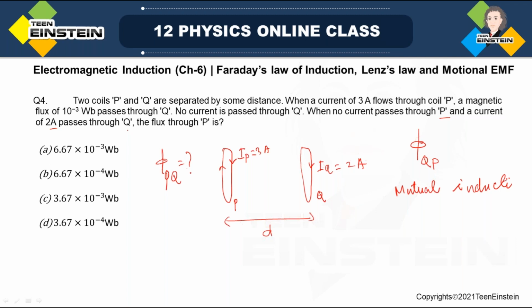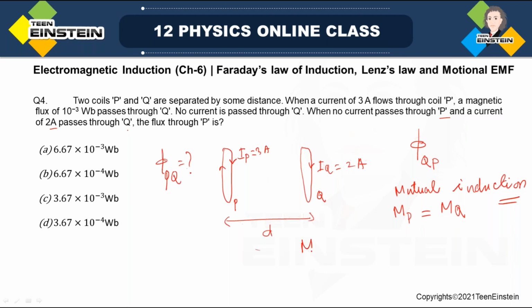This is a problem from mutual induction. And you know, if you have two coils like this, when they are coupled by mutual induction, their coupling constant or their mutual inductance will be the same. I can say the mutual inductance for P and the mutual inductance for Q will be the same because they are connected through the same coefficient.